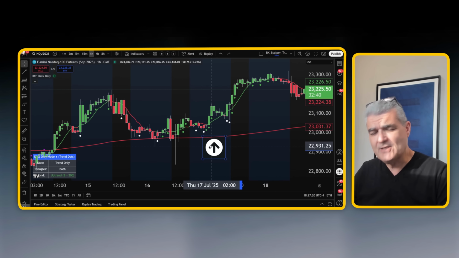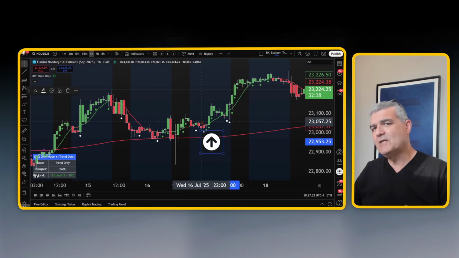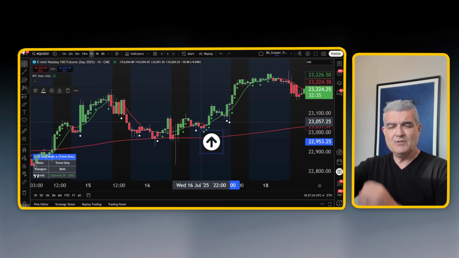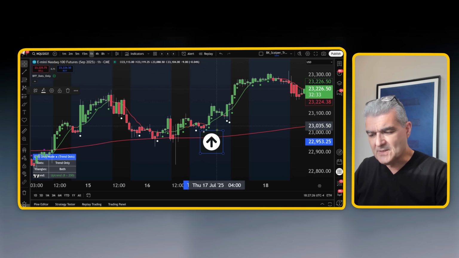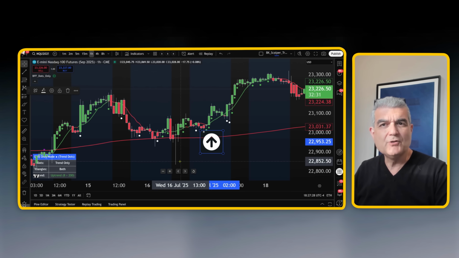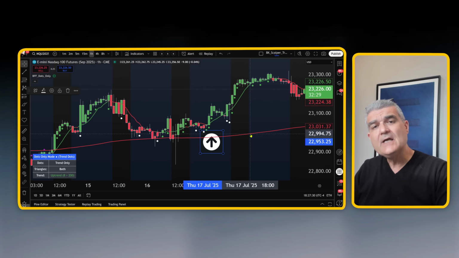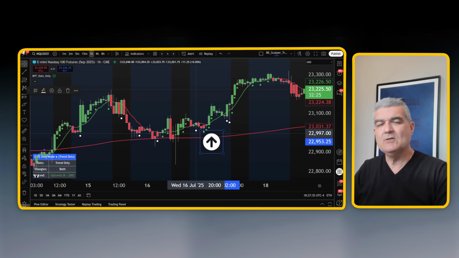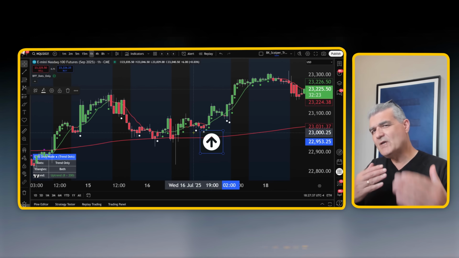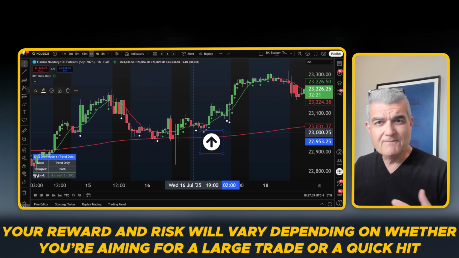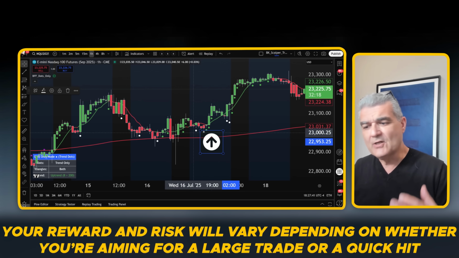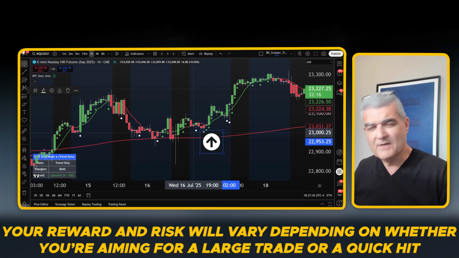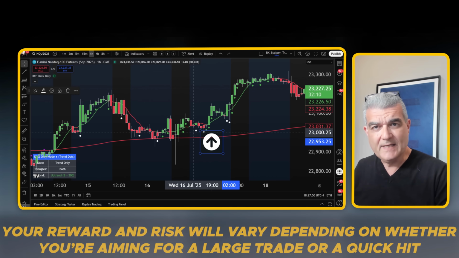Now, how you want to create your stops and targets, how you want to create your risk rewards, that's absolutely up to you. You could, for example, simply use the swing lows as your natural stop. You could use the SMA itself as a natural stop. You could use a couple of candles back as a natural stop. Whichever way you want to do it, you're going to have different reward and risk parameters that are going to be either very small or very large. And that will depend on whether you're going to have a large possible trade or a small, quick hit.